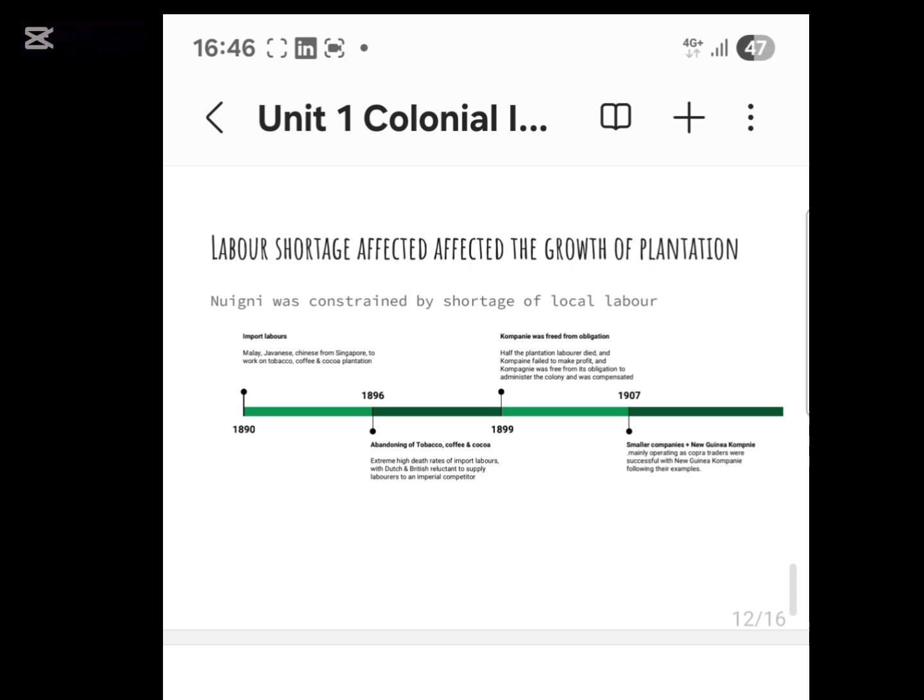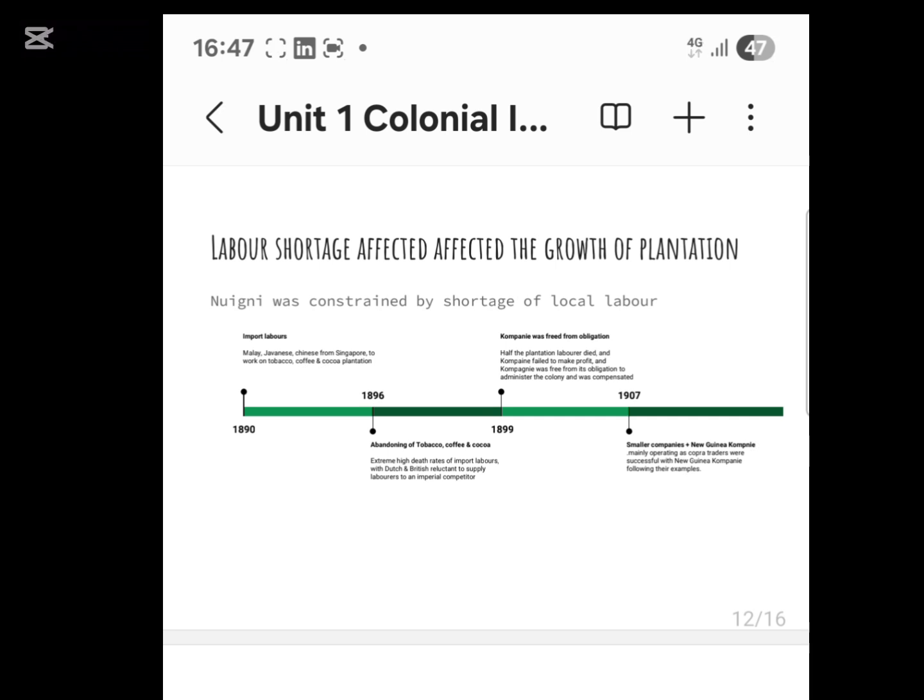Now that interest was met by various challenges. And the challenge was the constraint or the shortage of labor. Although German had the capital, or New Guinea Company had the capital, they had the technology, but they needed the laborers to work on those plantations. And that is the challenge or the issue that the German company, the New Guinea Company, faced during the time.